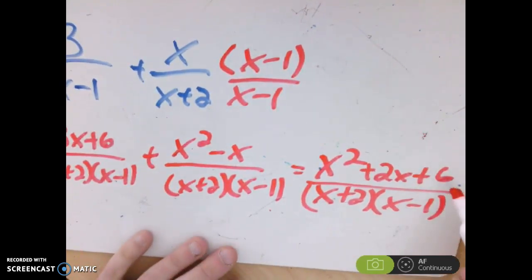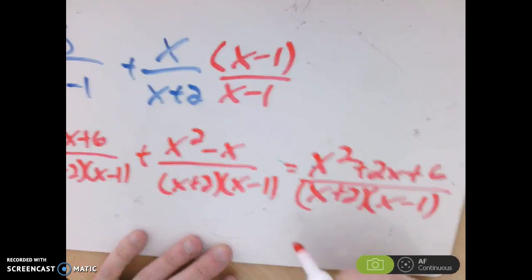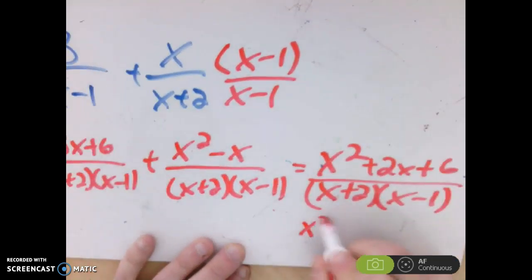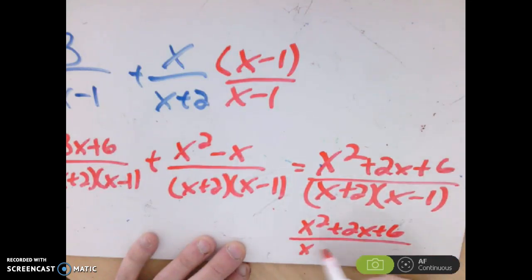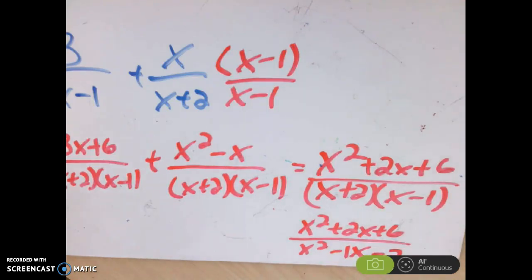Are there factors of 6 that add up to positive 2? There aren't. So I'm stuck there. So I can't cancel anything out. So I may as well multiply out my denominator now. So my final answer is going to be x squared plus 2x plus 6 over, and then if I multiply this out, I get x squared minus 1x plus 2x is plus 1x, and then minus 2. And that'll be my final answer for that one.